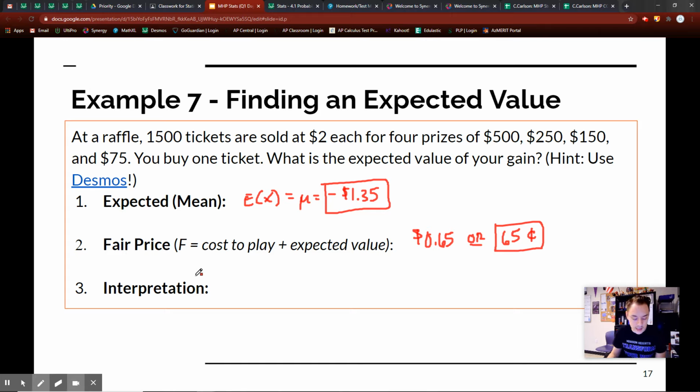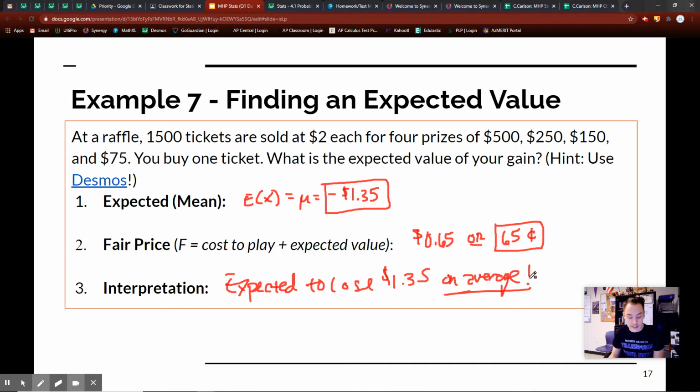Now, what's the interpretation? So basically, I'm just going to say it. You are expected to lose $1.35 on average. Okay, that's what it means. For each ticket you buy, you're expected to lose $1.35 on average. That blows. Okay, so that is the whole lesson.